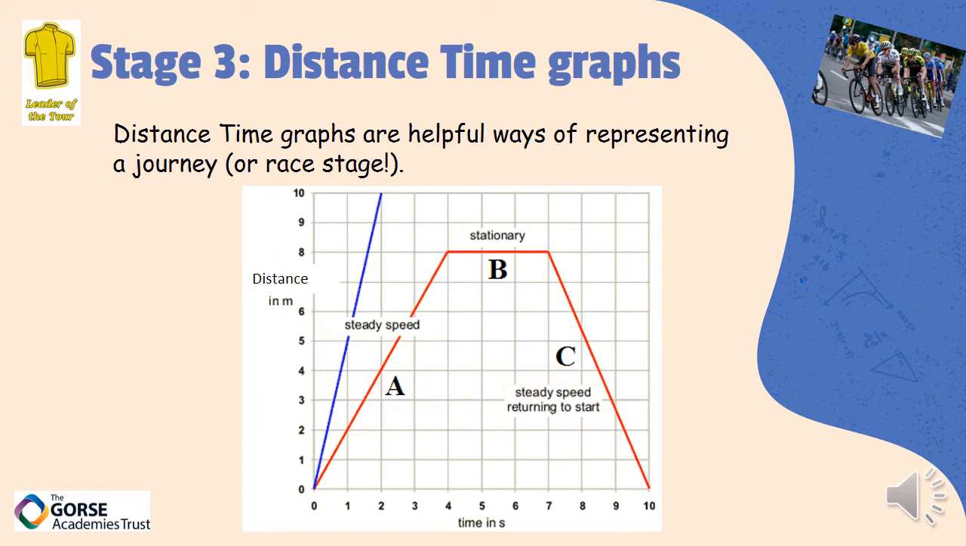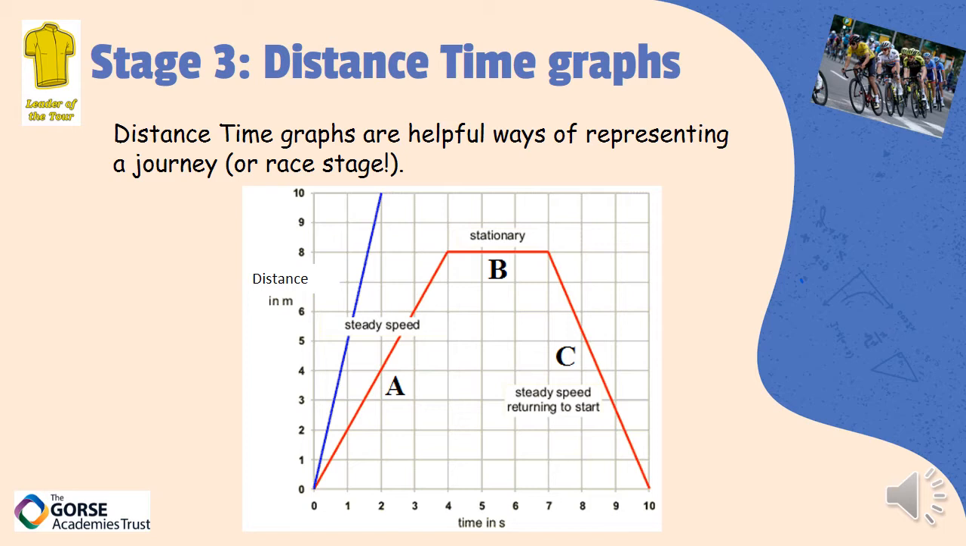Okay, we're now on to stage 3, the yellow jersey, leader of the tour stage, and this is about distance time graphs. Distance time graphs are a helpful way of representing a journey, or in the case of cycling, a race stage. Now, if you look carefully at the graph, you'll notice on the x-axis along the bottom is time, and along the y-axis going up is distance. Look particularly at the red line.